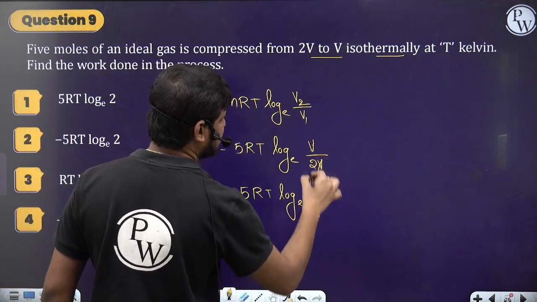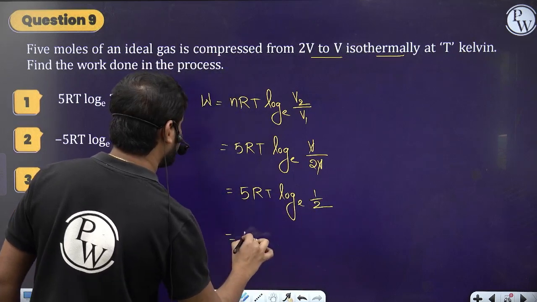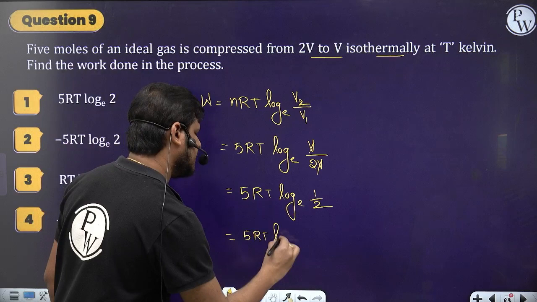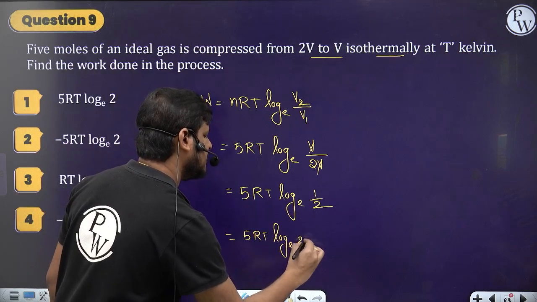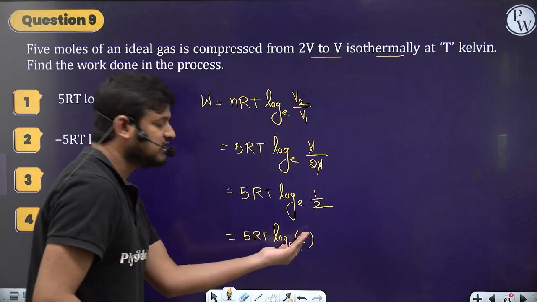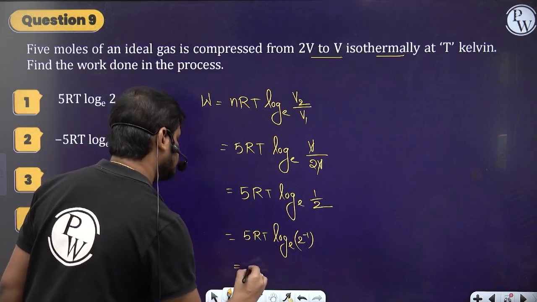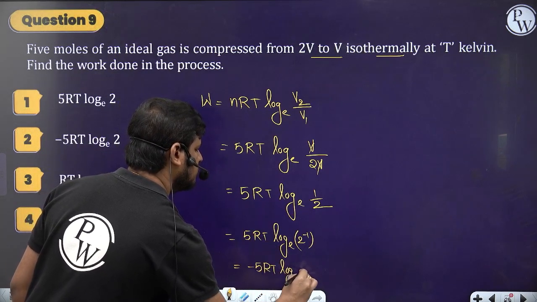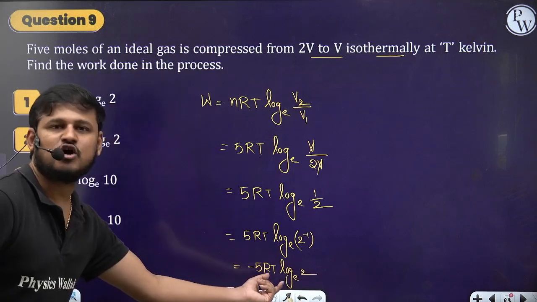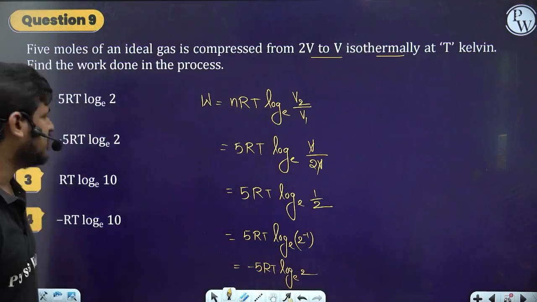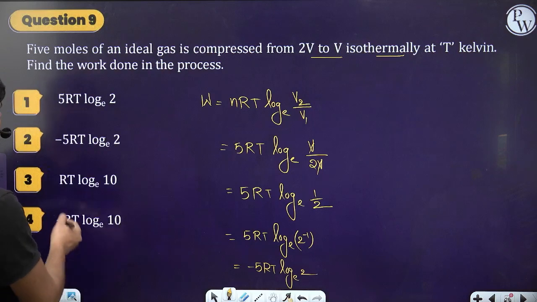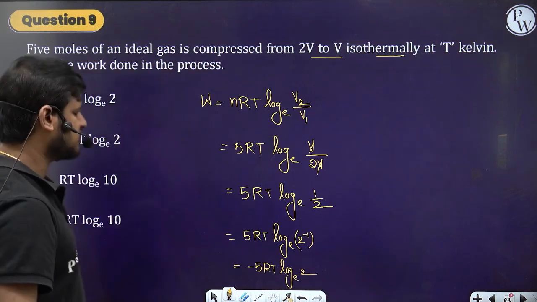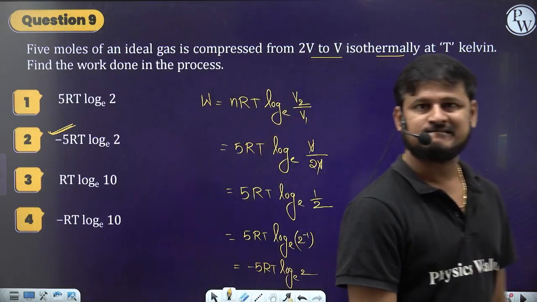So V cancels, giving 1 by 2. So 5 RT log e of 2 to the power minus 1. You know the log properties, right? So the minus 1 power will come out. So minus 5 RT log e 2. If it is given in log base 10, multiply it with 2.303. So here 2 options are there. Take care of the sign also. Option 2 is the correct one, guys. Done. Clear?